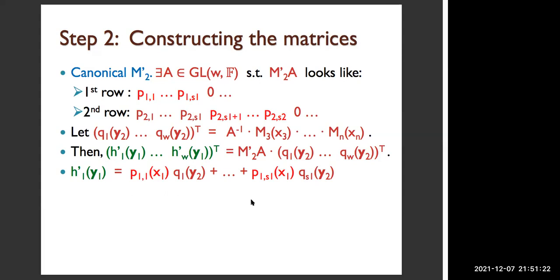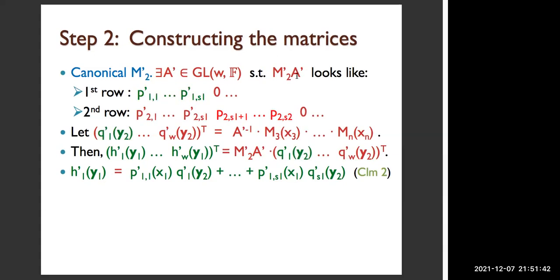So I can apply claim 2 and know a decomposition. It won't be unique. I won't be knowing the actual P11 to P1S1, but I will know some P11 prime to P1S1 prime, and I know they are related nicely via an invertible transformation. So what this means is that I can as well assume that this was not my A, this was some A prime, and instead assume that my first row is actually P11 prime to P1S1 prime. And similarly, part of my Q's is now known. Which part? The Q1 prime to QS1 prime. That part is known now.